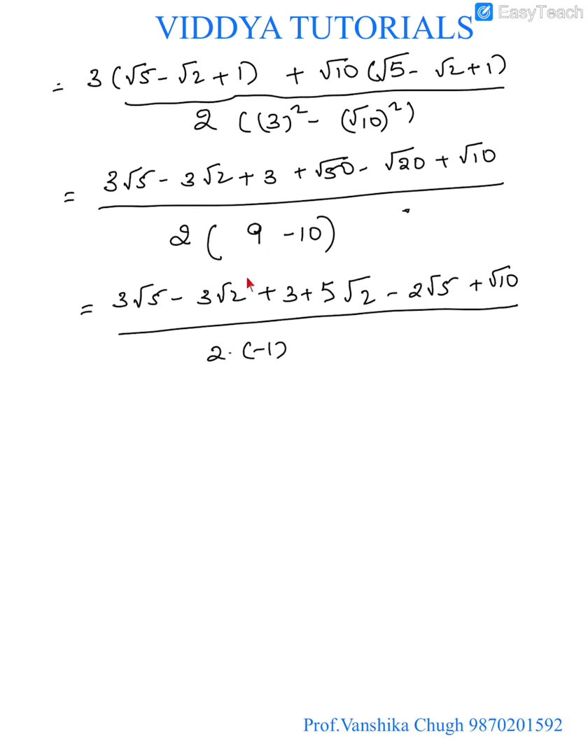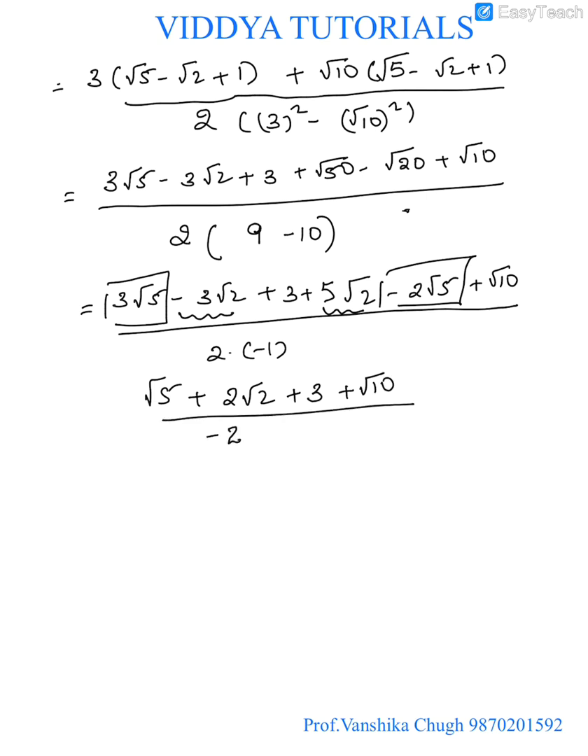Now again, the like terms. So I can simplify 3 root 5 minus 2 root 5. I get root 5. So these are my like terms, so I have simplified them first. Then minus 3 root 2 and plus 5 root 2, I get plus 2 root 2. Plus 3 has no like term, and I am left with plus root 10 upon minus 2.